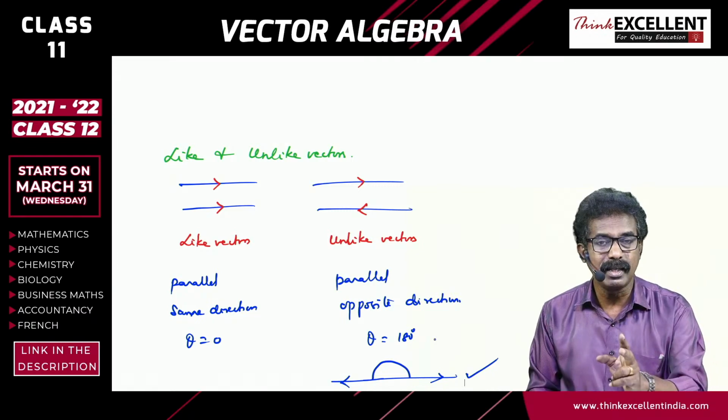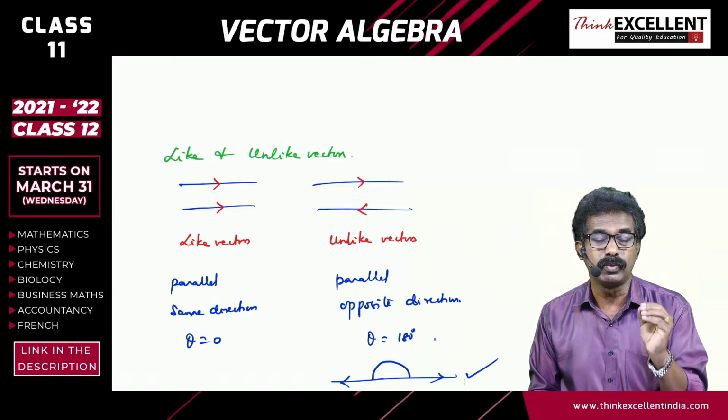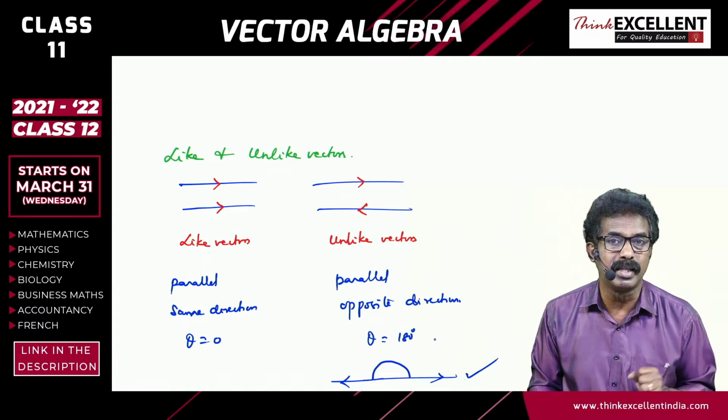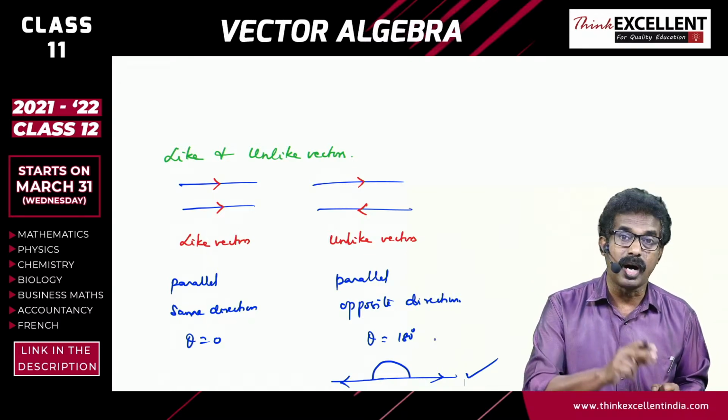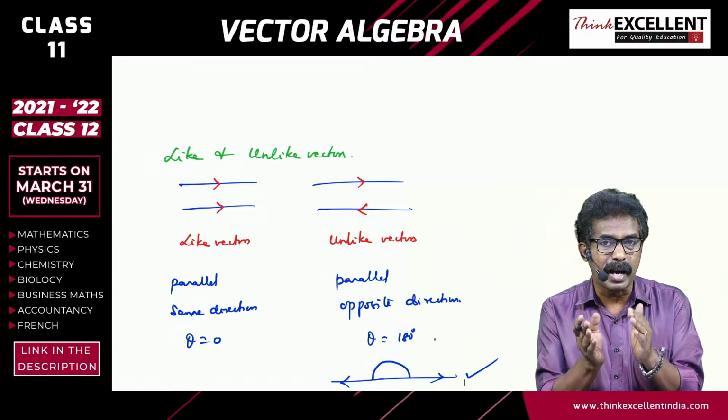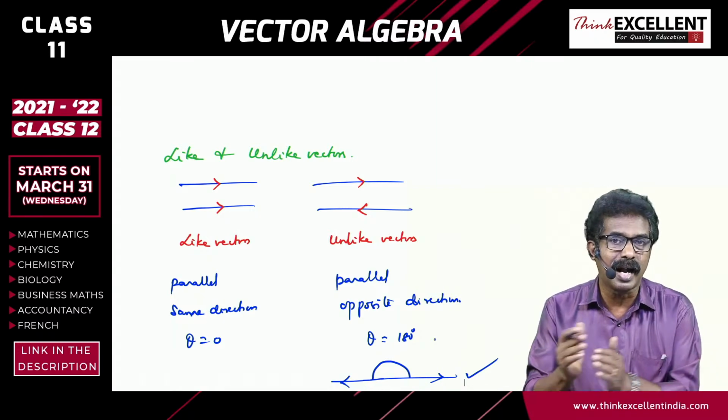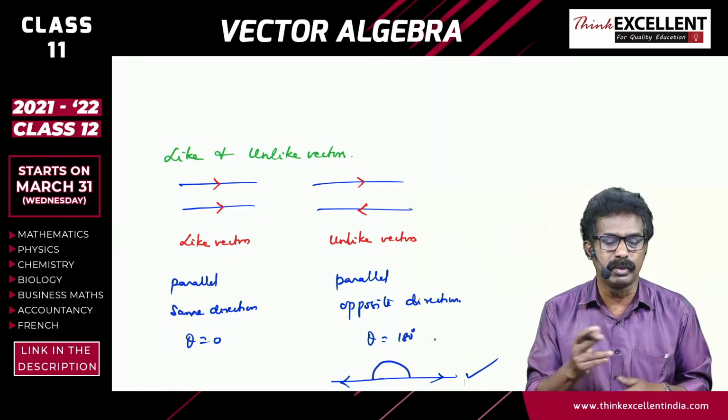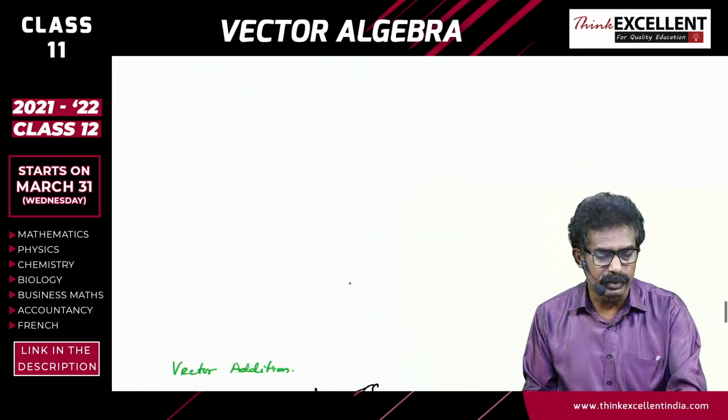அப்போ parallel, suppose question இப்படி கொடுக்குறாங்க, two vectors are parallel, then the angle between them என்ன வரும்? It is either 0 or 180. Because parallel சொன்னா it may be like or unlike. Like வரும்போது 0, unlike வரும்போது 180. Okay, so remember that one.